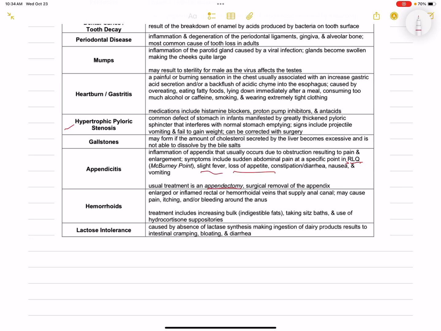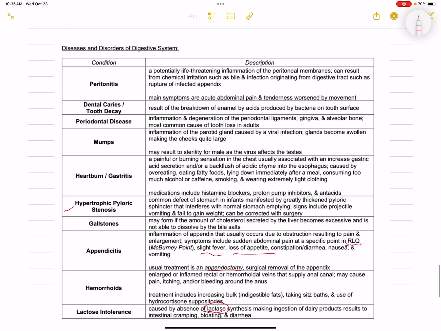Okay, so lactose intolerance is caused by absence of lactase. If we lack lactase, we become lactose intolerant. Ingestion of dairy products results in intestinal cramping, bloating, and diarrhea. If you are lactose intolerant and you drink milk or eat dairy products, you tend to have loose bowel movements or diarrhea, because you lack the enzyme lactase. Okay? So, that's all for Module 21.